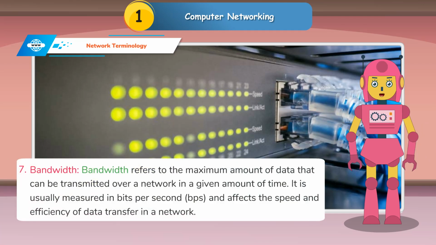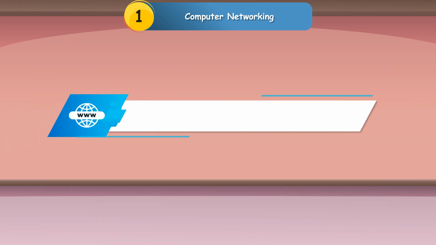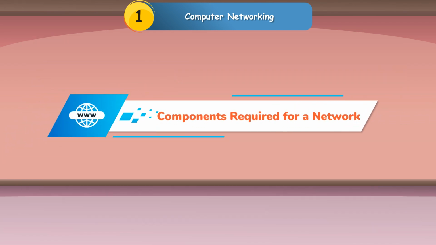7. Bandwidth. Bandwidth refers to the maximum amount of data that can be transmitted over a network in a given amount of time. It is usually measured in bits per second (bps) and affects the speed and efficiency of data transfer in a network. Components required for a network.